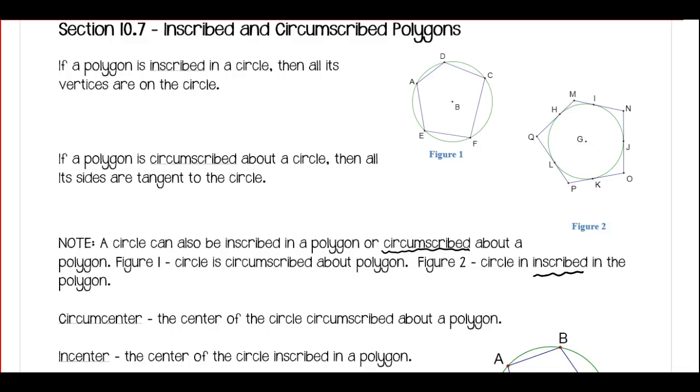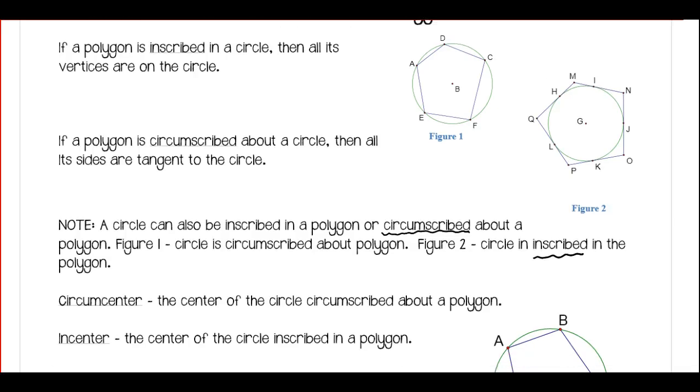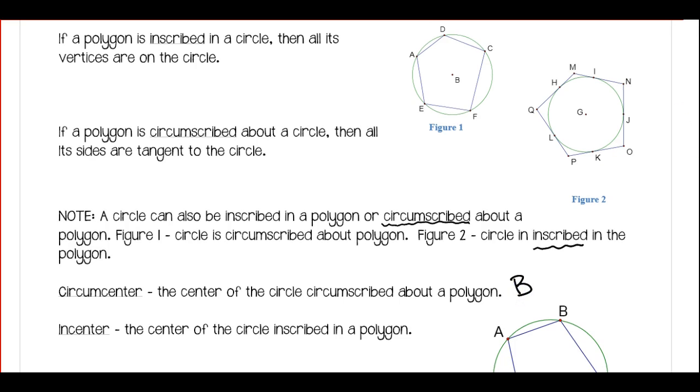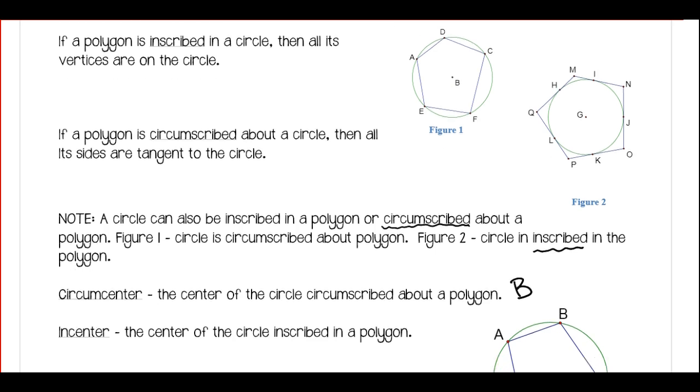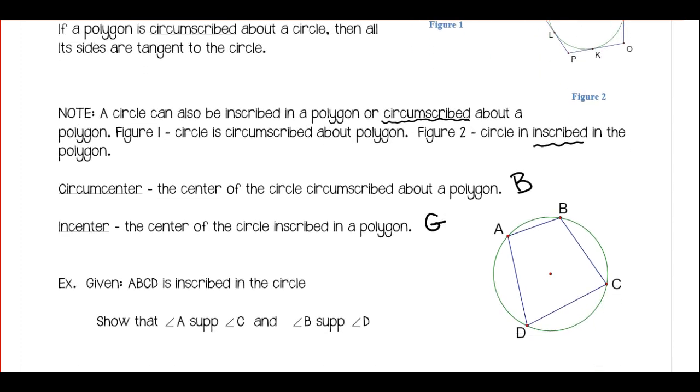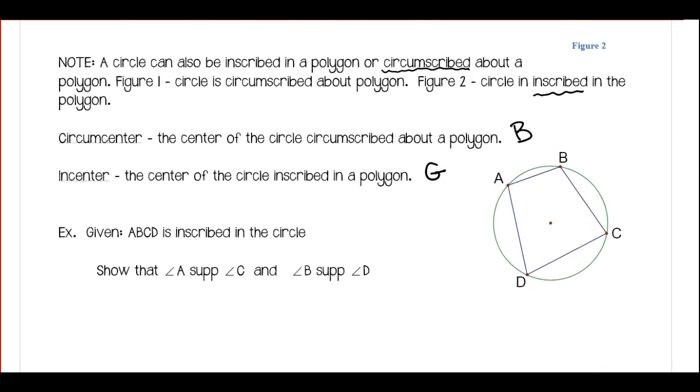The circumcenter is the center of the circle circumscribed about a polygon. So this would be point B in figure 1. And the incenter is the center of the circle inscribed in a polygon. In figure 2, the circle is inscribed, so that incenter would be point G. All right, that takes care of our definitions.